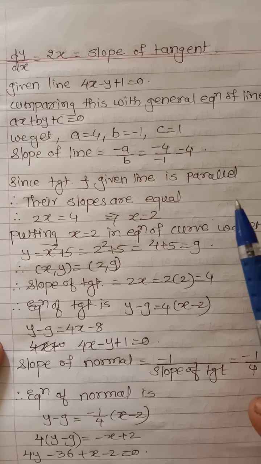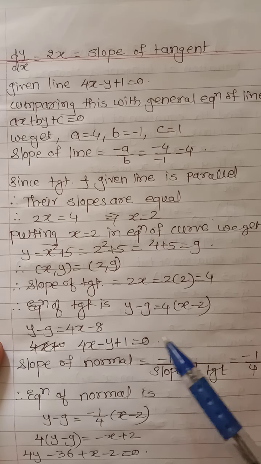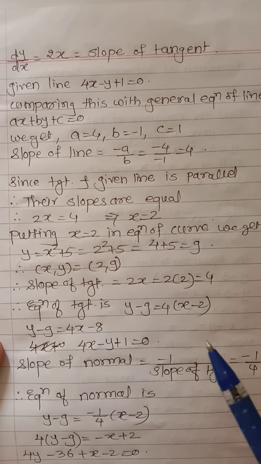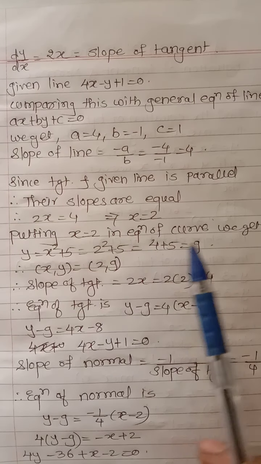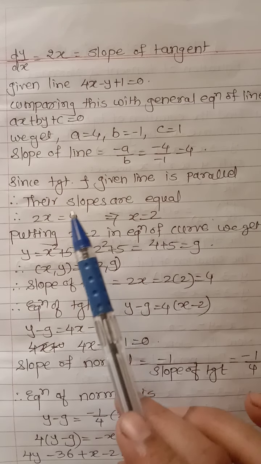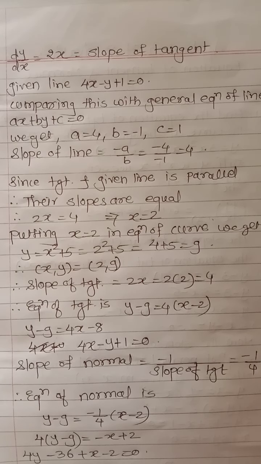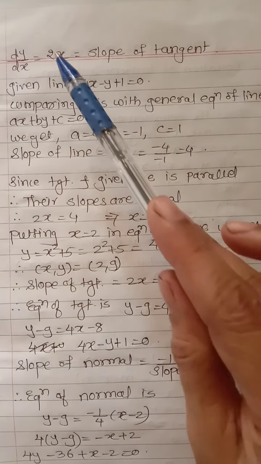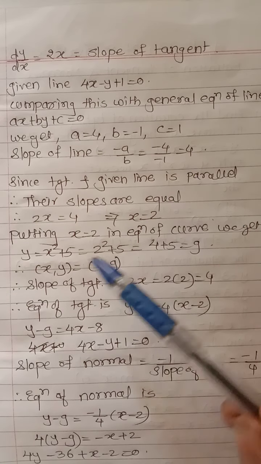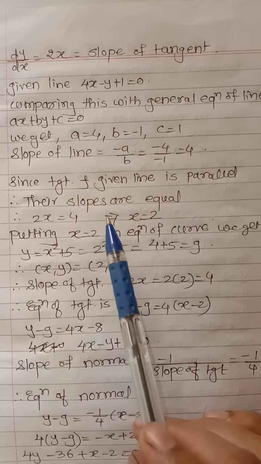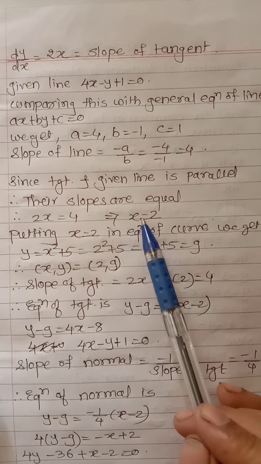In the question, they have given that the tangent is parallel to the line. So the slope of the line and the slope of the tangent are parallel, given the equation of the tangent and the given line is parallel, so their slopes are equal. So the slope of the tangent is what? 2x, and the slope of the line is what? 4. So 2x is equal to 4 and you get x is equal to 2.